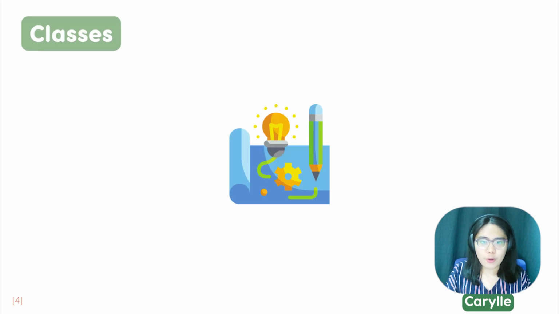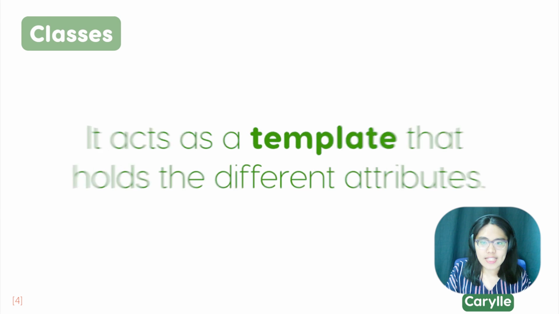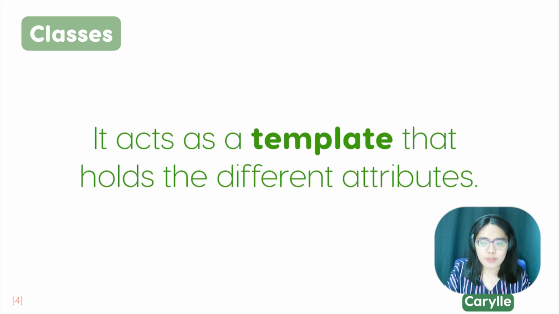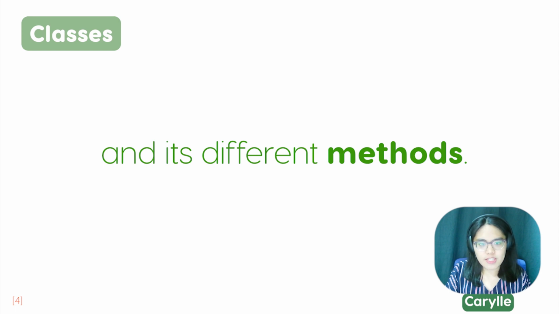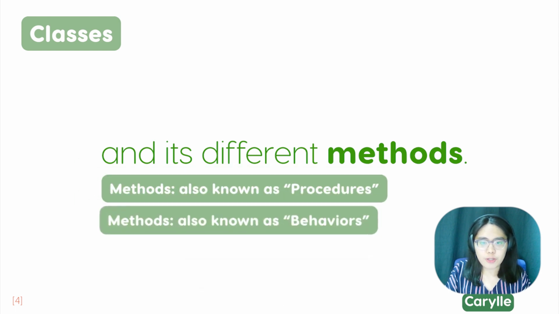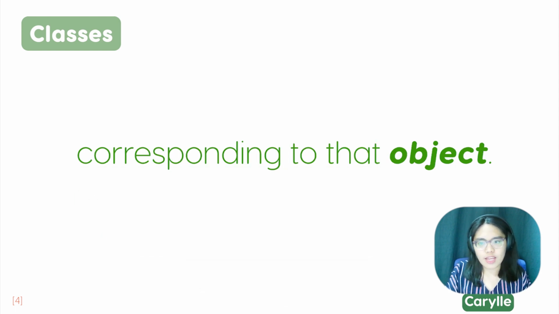Now back to OOP. Let's discuss classes and objects. In OOP, a class is the blueprint for creating objects. It acts as a template that holds the different attributes, also known as the qualities of an object, and its different methods, also known as procedures or behaviors corresponding to that object.